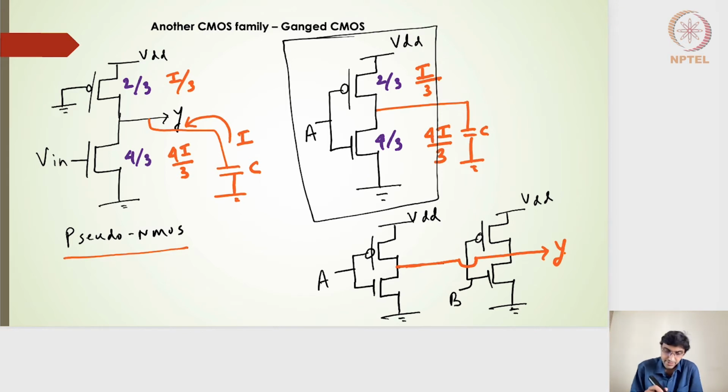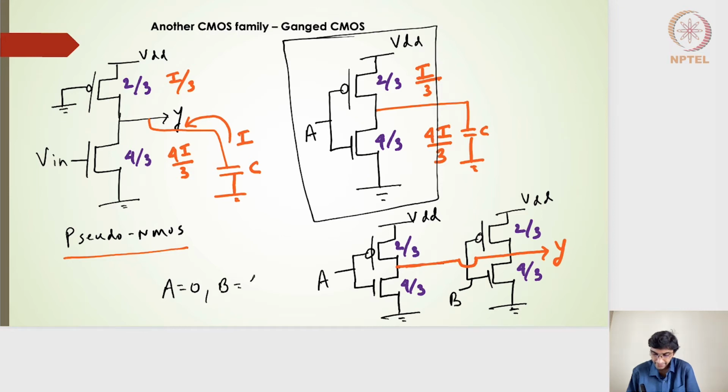Okay, and now I'm going to size this up, right? Similar to the pseudo NMOS inverter I have drawn here, that is 2 by 3 on the PMOS side, and then 4 by 3 on the NMOS side. So these sizes are actually derived from the pseudo NMOS inverter. And let's say I'm going to pick one such combination, when A is equal to 0 and B is equal to 1.